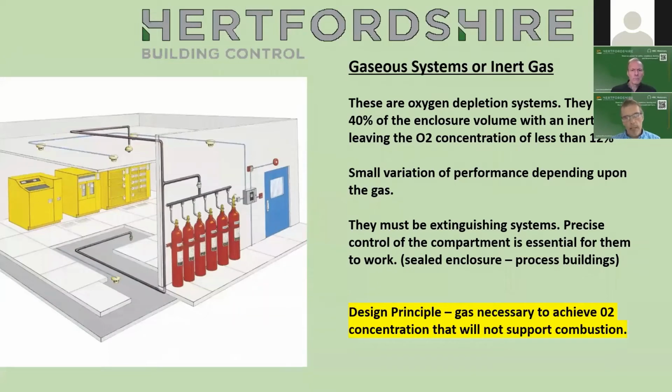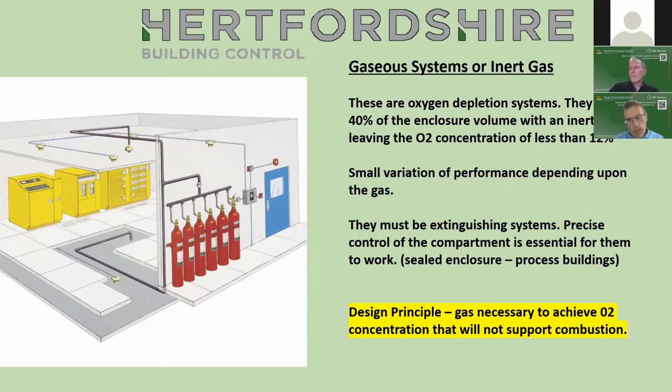What's the most important thing with these aspects, and we tend to see them more on process buildings, is there's a control over the compartment, because if you're trying to replace 40% of the enclosure volume and the doors are open, it's simply not going to work. So it works really well in places like GSK where there are airlocks, in the laboratories and places like that, and they're extremely well sealed. So they know exactly how much gas can actually be discharged into the enclosure to reduce that oxygen content down to less than 12%, and therefore extinguish the fire. They are predominantly extinguishing systems.